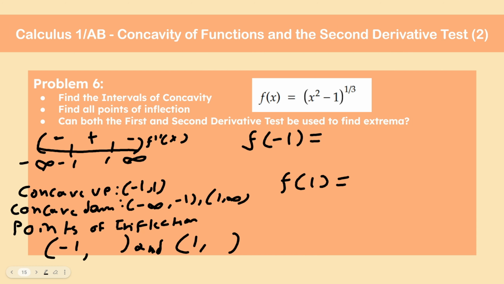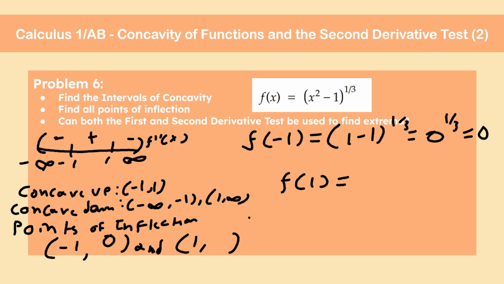Okay, so now we're going to find the points of inflection by plugging in negative 1 into the original function. So f of negative 1 is going to be negative 1 squared, or positive 1, minus 1 to the power of 1/3. So that's just 0 raised to the power of 1/3, or 0. So this point of inflection occurs at negative 1, 0.